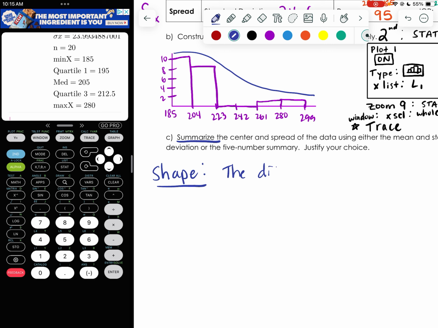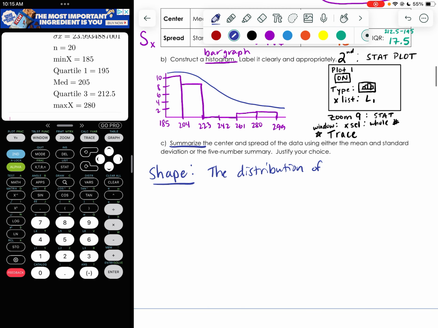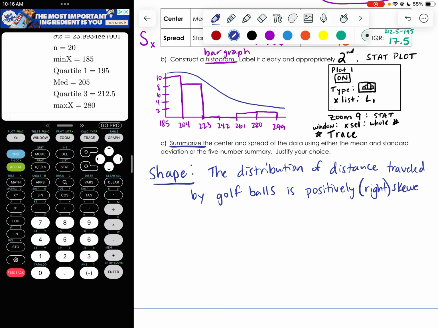So the distribution, and what are we talking about? The distribution of distance traveled by golf balls is positively, or you could say right, skewed. Okay, so that's the first thing that we need to say. Is it symmetric or is it skewed? And which way is it skewed?